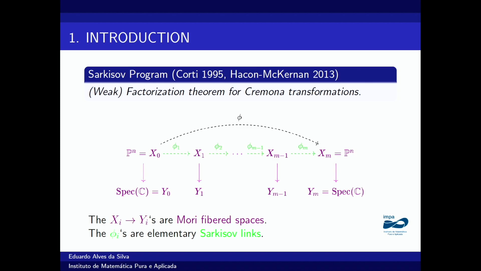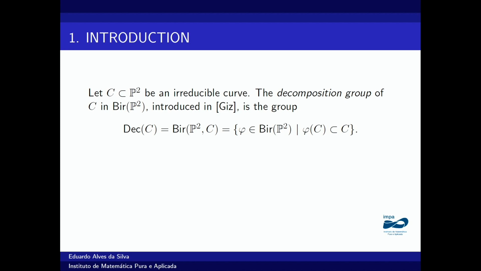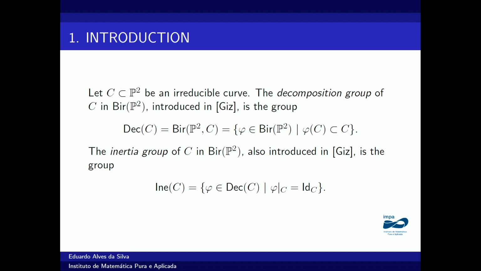into elementary Sarkisov links. So let's consider C an irreducible plane curve. The decomposition group of this curve, introduced by Gizatulin, is the group of the birational self-maps of P2 which preserve this curve as a set. The inertia group of this curve is the subgroup of the decomposition group which preserves this curve pointwise. Here we are doing some abuse of notation, because at first we could have some proper base points of this map contained in the curve.